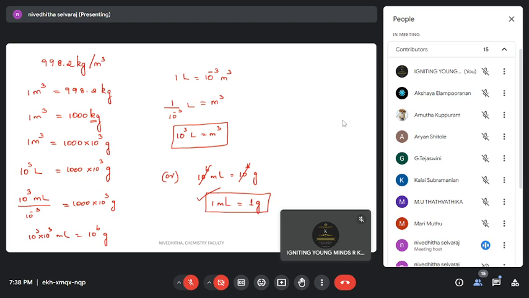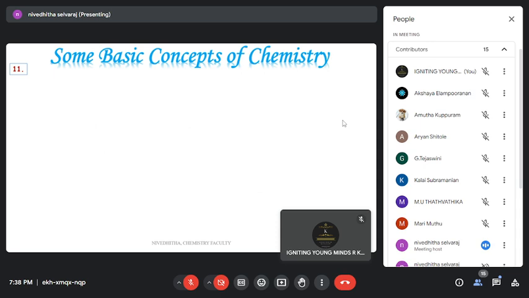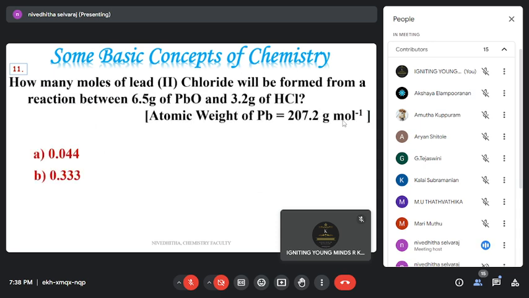Okay, fine. We'll see the solution for that problem, okay? So here's the problem. How many moles of lead chloride will be formed from a reaction between 6.5 gram of lead oxide and 3.2 gram of HCl? And the data given is atomic weight of lead is 207.2 gram per mole. Fine.